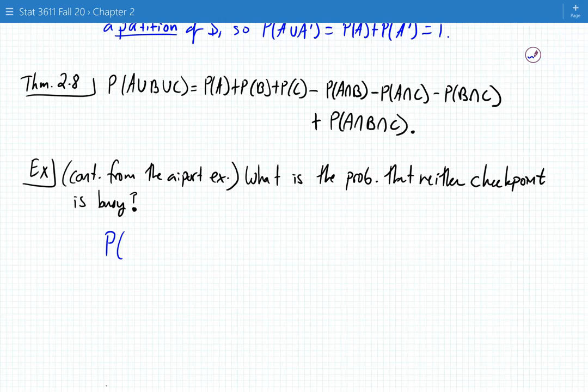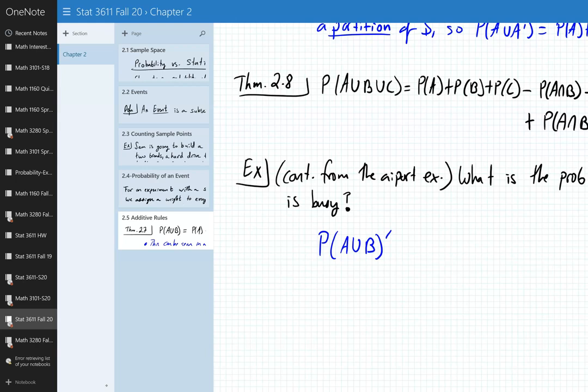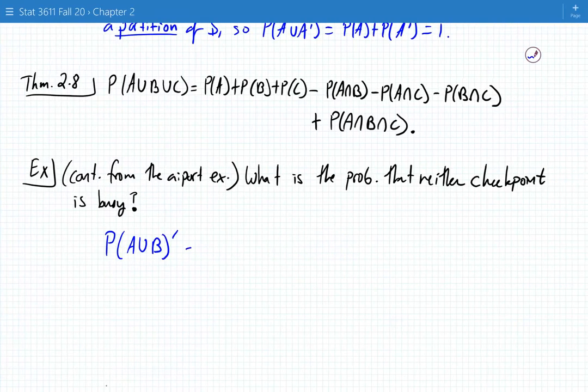Neither checkpoint is busy. That's the opposite. Is that not the opposite of at least one being busy? Is that not the complement of the probability of A or B? Complement, right? Well, think about this. Is this equal to, so neither checkpoint is busy.